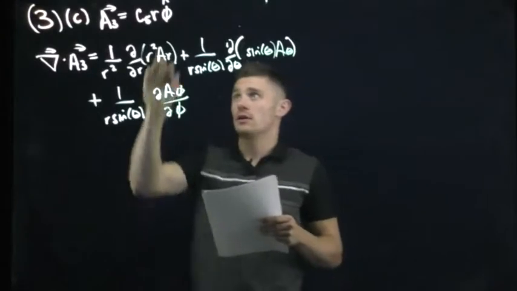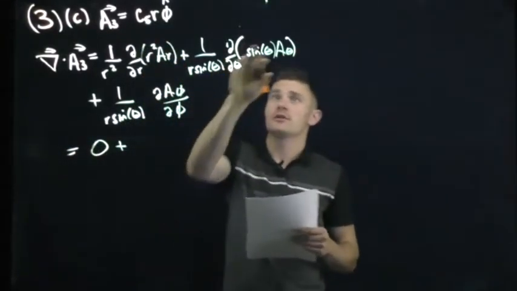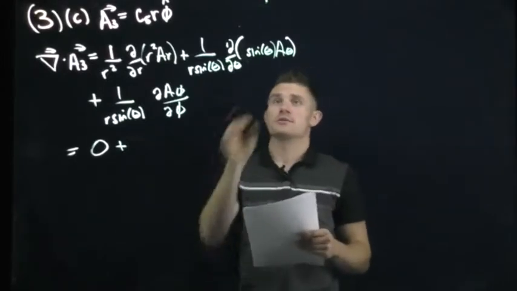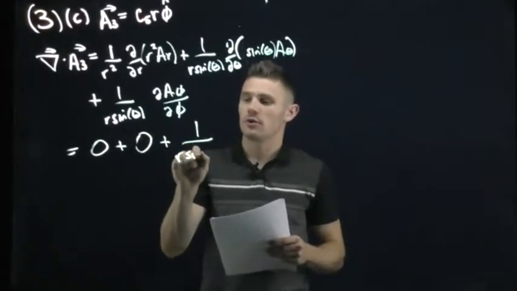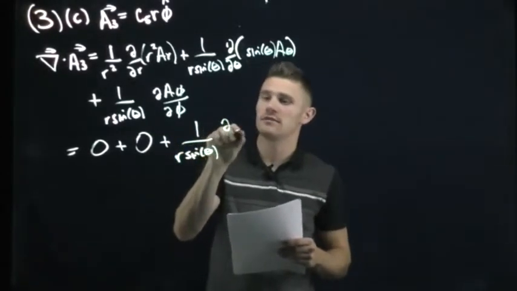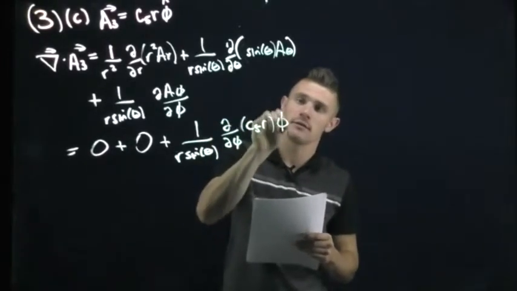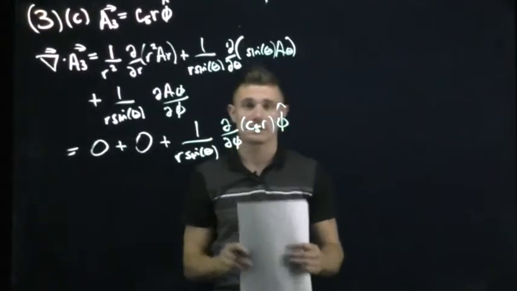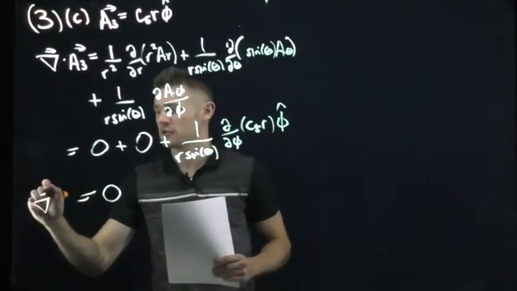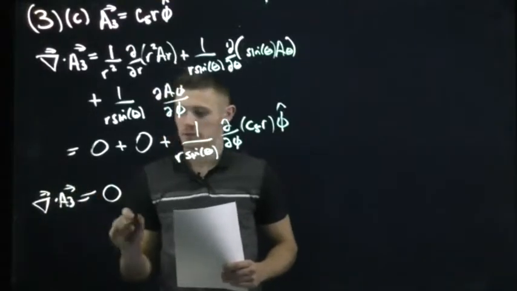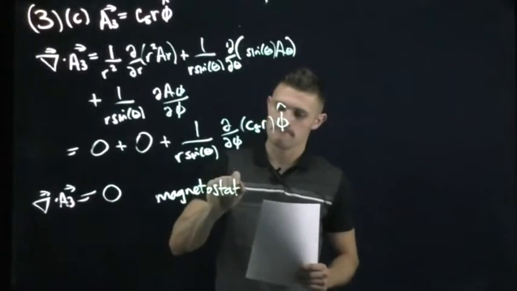So there is no r hat component, so this first term is 0 because AR is equal to 0. There is also no theta hat component, so A theta is equal to 0, so that second term is also equal to 0. So we simply have 1 over r sine theta d by d phi of C5 r phi hat. Of course, C5 and r are constants with respect to phi, so this is all equal to 0. And the divergence of A3 is equal to 0, and this is a magnetostatic field.